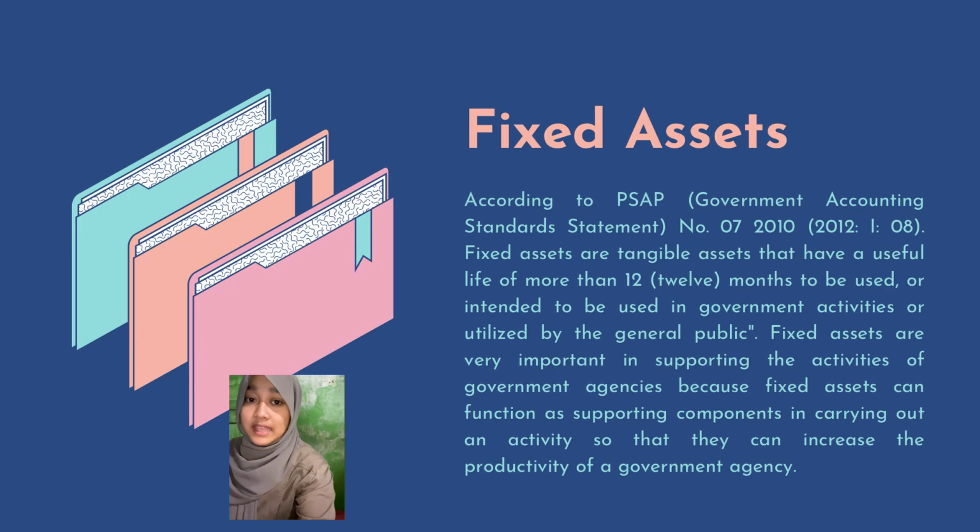Next is fixed assets. According to PSAP, Government Accounting Standard Statement Number 7 2010, 2011, fixed assets are tangible assets that have a useful life of more than 12 months to be used or intended to be used in government activities or utilized by the general public. Fixed assets are very important in supporting the activities of government in agencies because fixed assets can function as supporting components in carrying out an activity so that they can increase the productivity of government agency.